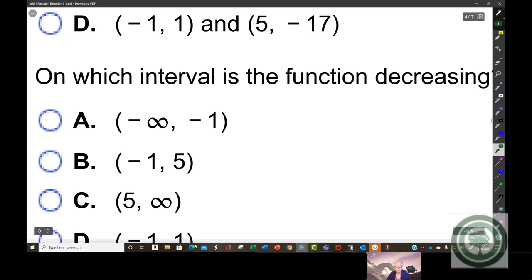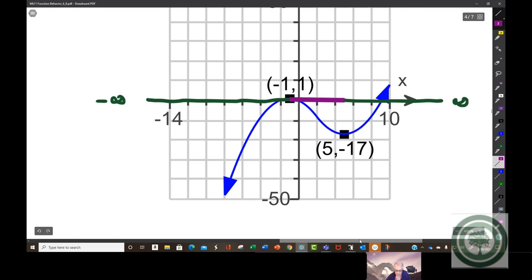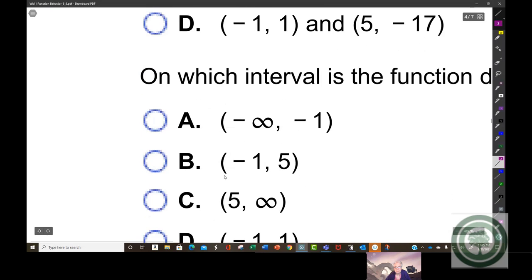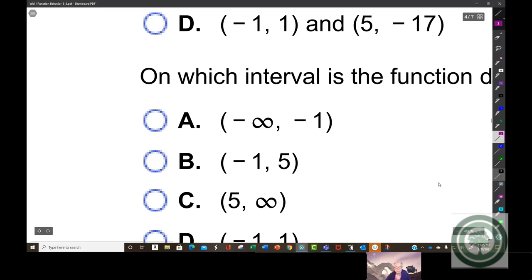On which interval is the function decreasing? From negative 1 to 5, because here, this is going down. From x equals negative 1 to x equals 5. Now decreasing. Okay, negative 1 to 5, B.